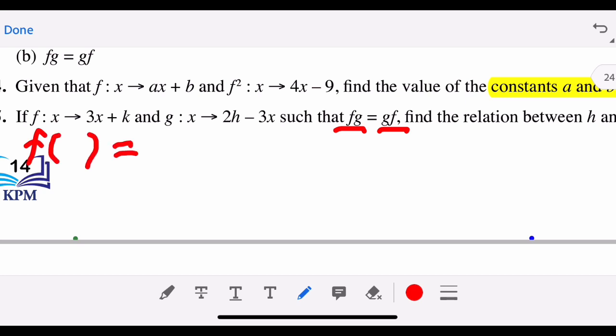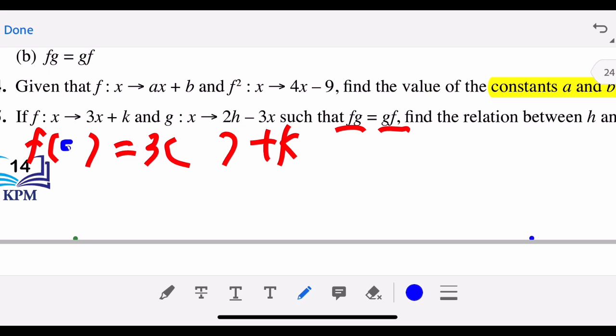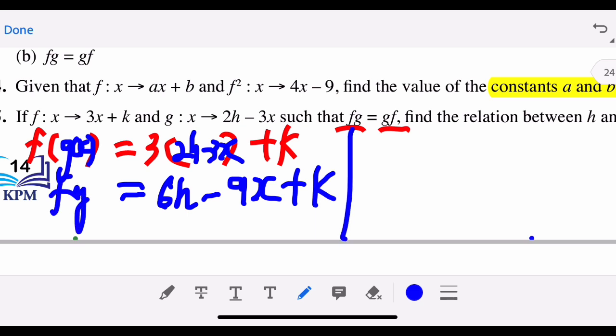Fx equal to 3x plus k. So I'm going to substitute the G inside there. If I substitute Gx here, I will have 2h minus 3x. Alright, so I simplify. I got 6h minus 9x plus k. So this is FG.